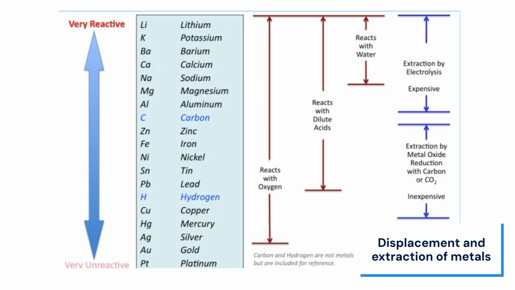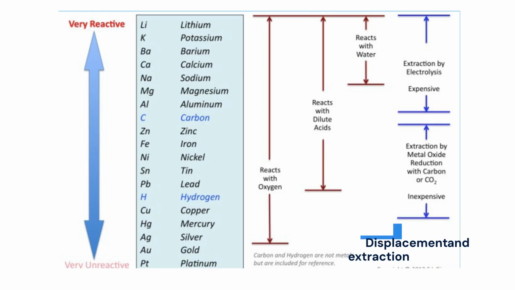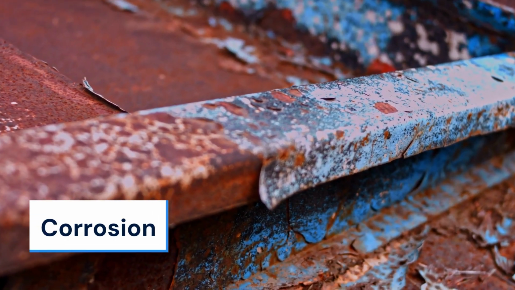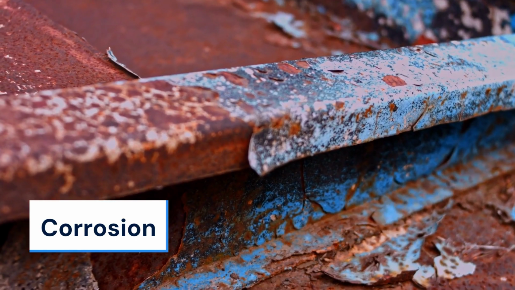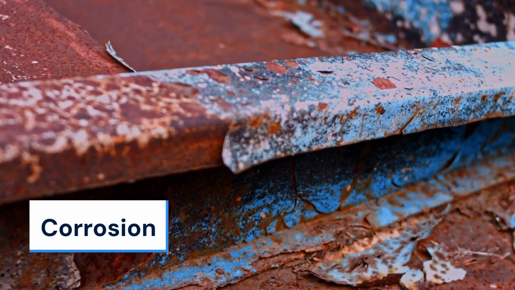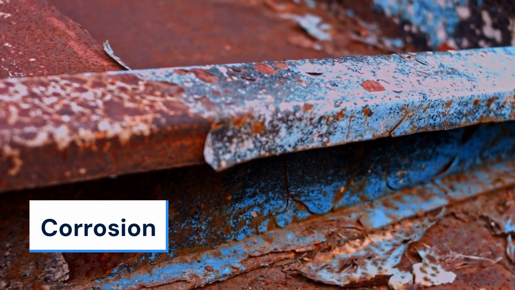Very reactive metals need electrolysis. Moderately reactive ones are extracted by heating with carbon, and least reactive ones may be found in their pure form in nature. One major problem faced with metals in everyday life is corrosion, the slow destruction of a metal when it reacts with oxygen, water, or other chemicals in the environment.